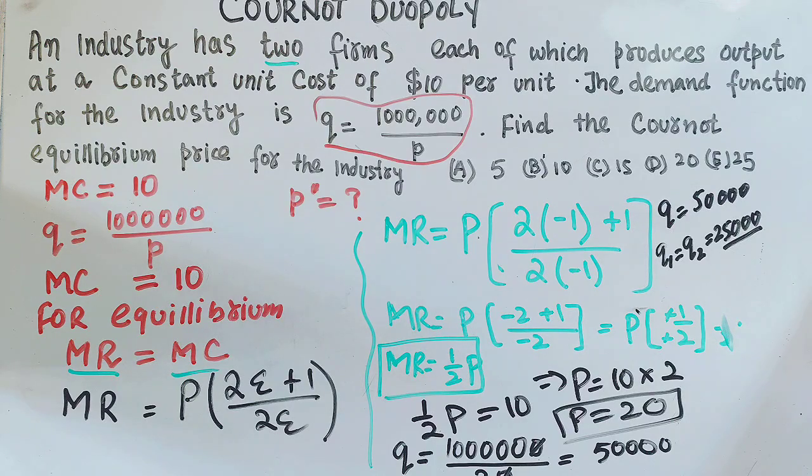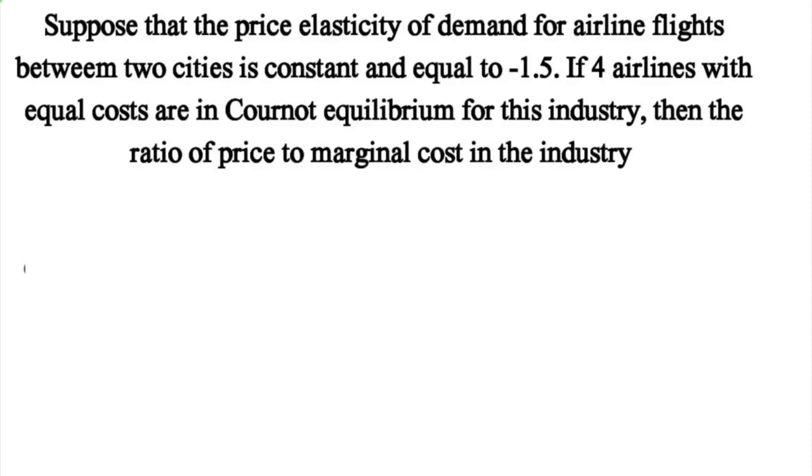So the main thing here was, if we have a constant elastic demand function in a Cournot duopoly, we use this relation to get marginal revenue equaling marginal cost, and correspondingly we can find out the equilibrium market price. How to find out the ratio of price to marginal cost in the Cournot equilibrium?